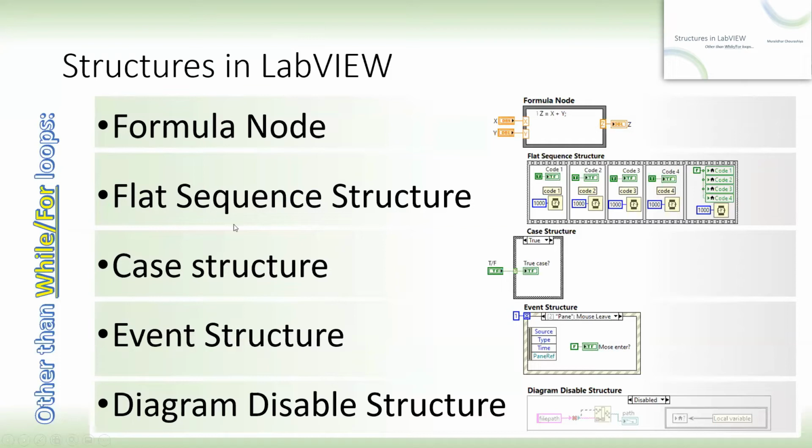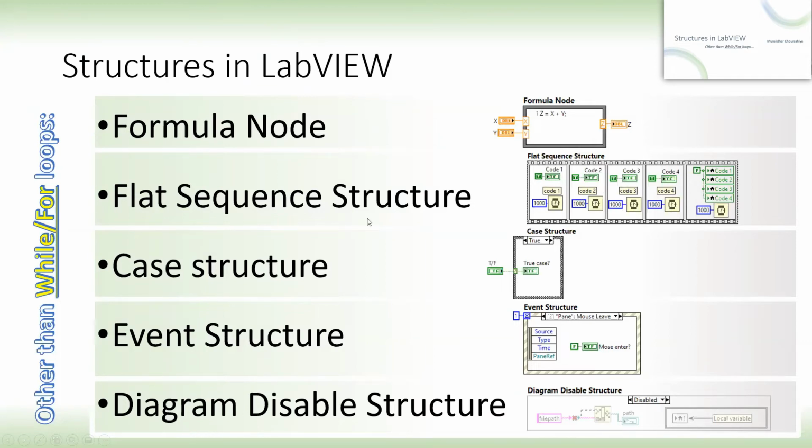Okay, the flat sequence is another, which is used for coding one after another, after another. So this code will never run until the previous code is finished. This is to force your LabVIEW program to do these things before doing the other thing, right? So I don't want to execute the code until all these three codes have run. That's why you put this flat sequence structure.